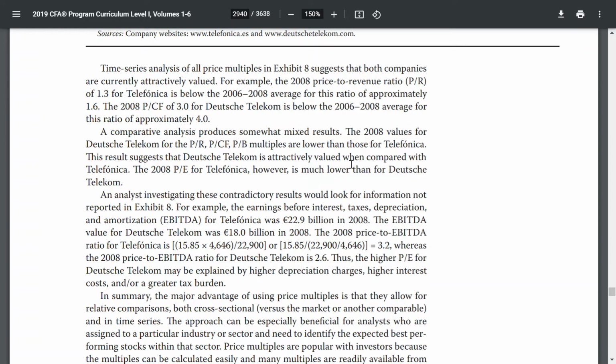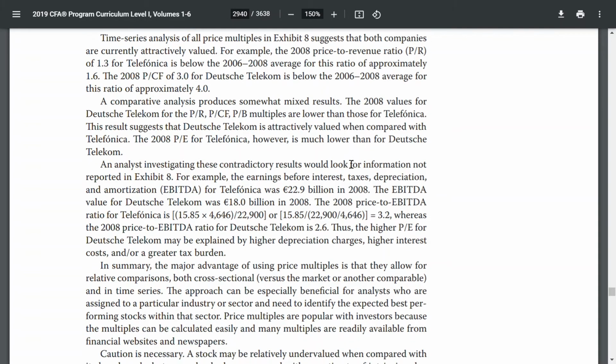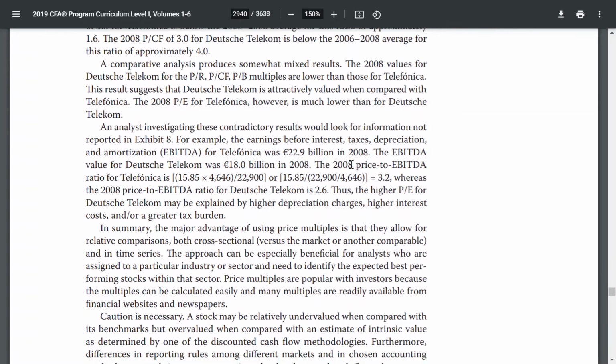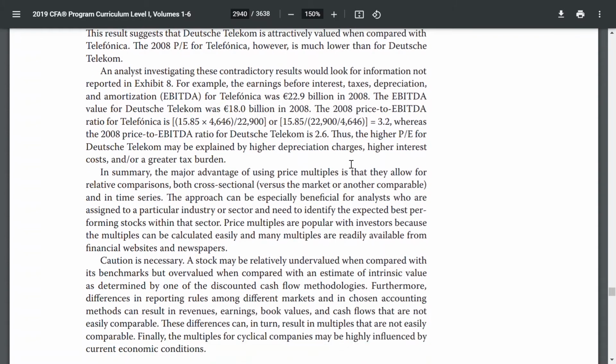The 2008 values for Deutsche Telekom for the PR, PCF, and PB multiples are lower than Telefónica's. The results suggest that Deutsche Telekom is attractively valued when compared with Telefónica. The 2008 PE for Telefónica, however, is much lower than Deutsche Telekom's, and analysts should investigate these contradictory results.